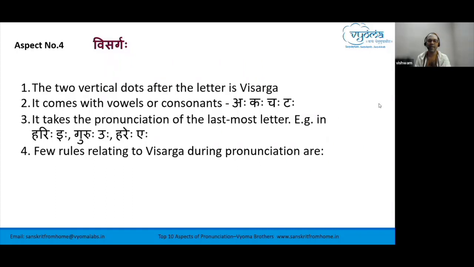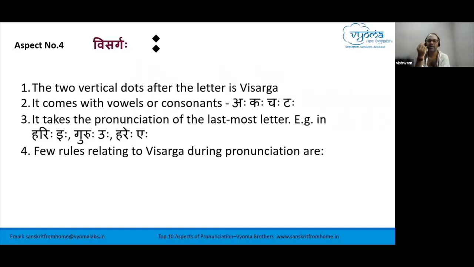Aditya, what is Visarga? Sir, can I say? Yes, go ahead. The two dots after a letter is called Visarga. Absolutely. The two dots, and they are generally used vertically.